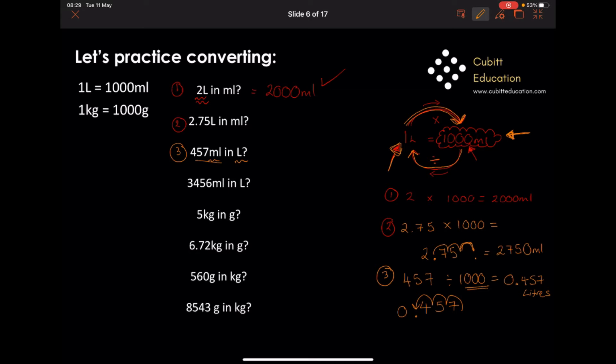And then finally, question 4. We have 3,456 millilitres, and we're going to litres. So again, we are on this side of the conversion, and we need to go over to this side, which means we need to divide. We're going to do exactly the same again. We're going to divide.